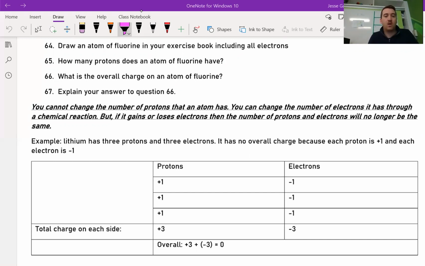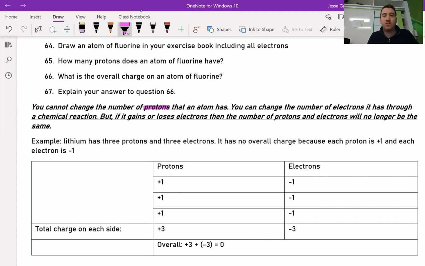Okay, so very clearly, you cannot change the number of protons that an atom has. An atom has a fixed number of protons. We know what that number is by looking at the atomic number. Say, for example, neon has an atomic number of 10. That means it's got 10 protons, and that can never change by any chemical process.